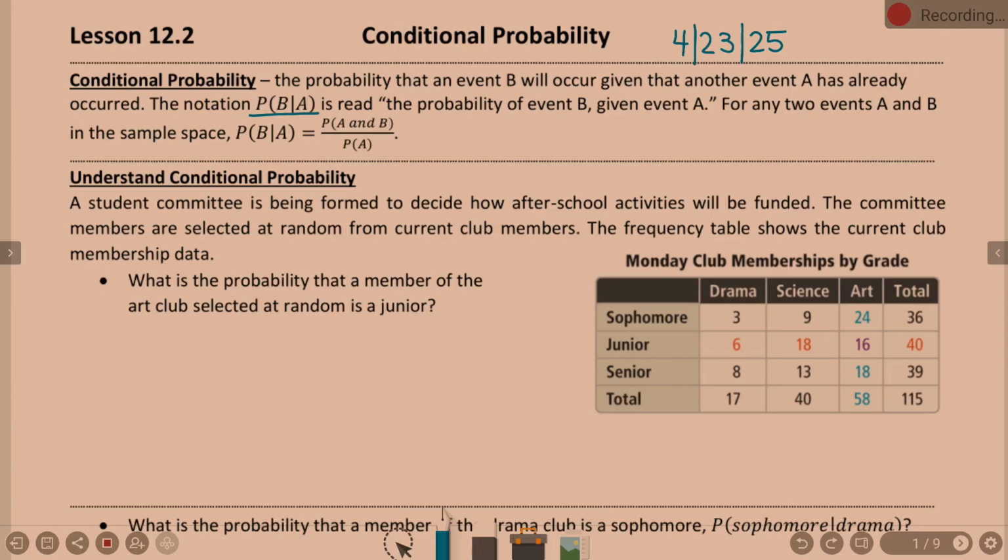For any two events, A and B, in the sample space, we have a formula here. The probability of B given event A, we set up as a fraction. On top, you're doing the probability of A and B. Over the denominator, you're doing the probability of A, which is the condition there. So that's the formula you'll want to become very familiar with. Give us a little bit of practice, and I think you'll get used to setting it up pretty quickly.